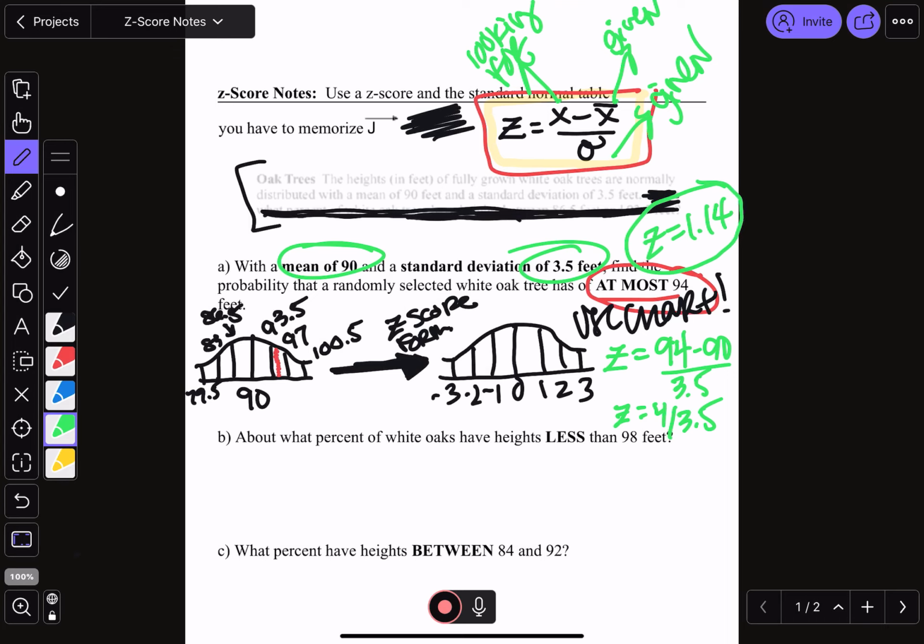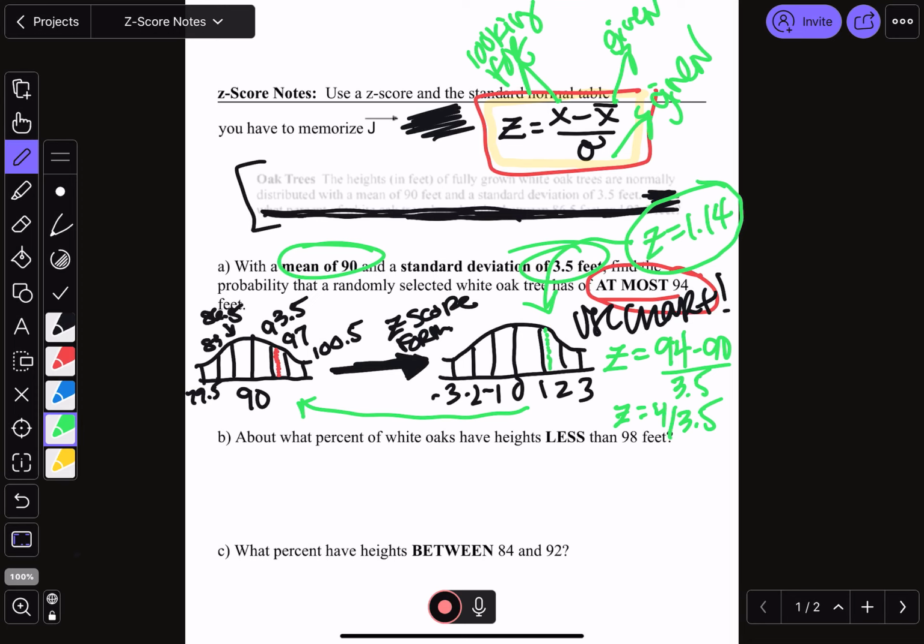Now that's not my answer yet, okay? But that 1.14 on this chart right here on my line is about right here. Now, that looks the same as what I drew here, okay? It's a little bit over 1. This one's a little bit over 1 standard deviation too, okay? So all it does is convert my data into 0, 1, 2, 3, negative 1, negative 2, negative 3, okay?